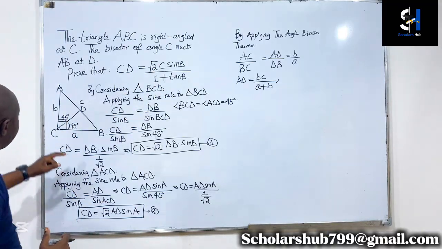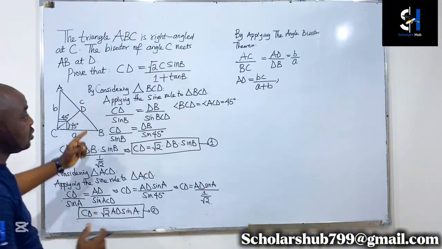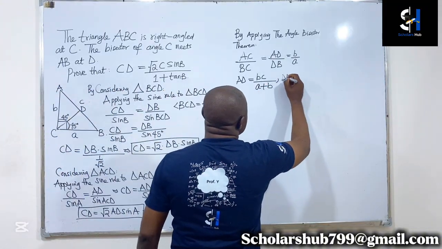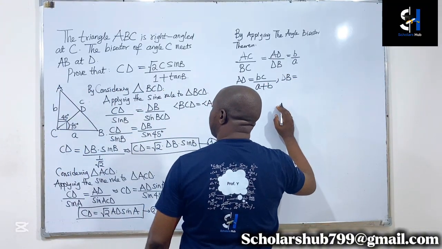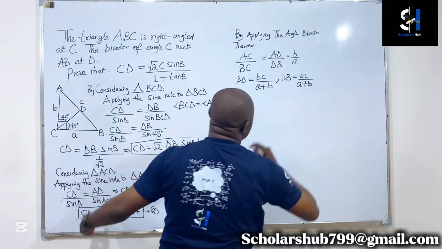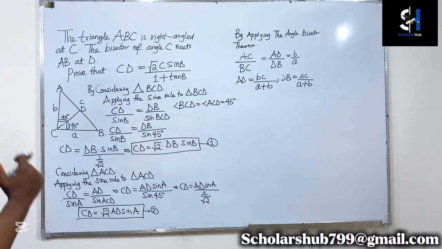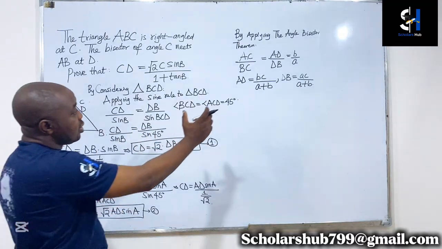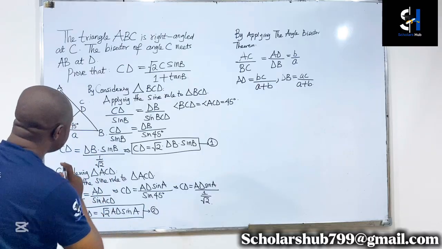All right. So DB will be equal to AC, the product of AC divided by A plus B. Yeah, that's it. All right. So now, let's also look at the triangle.